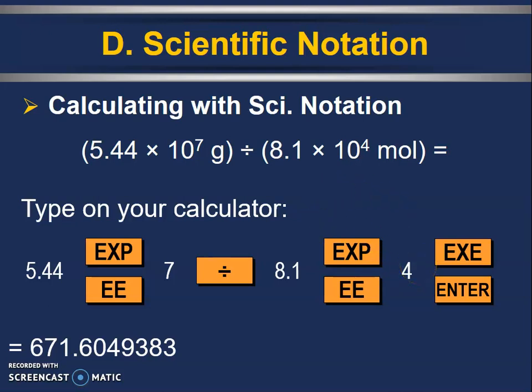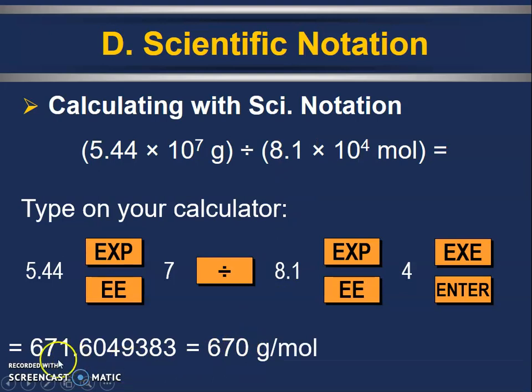But now we need to figure out sig figs, right? Because our answer has to be in correct sig figs. So let's look back at our problem. Okay, this number has 3 sig figs in it. There's no zeros to worry about. So this one has 3. This one, no zeros to worry about. It has 2. So since the least one is 2, my final answer needs to have 2 sig figs.